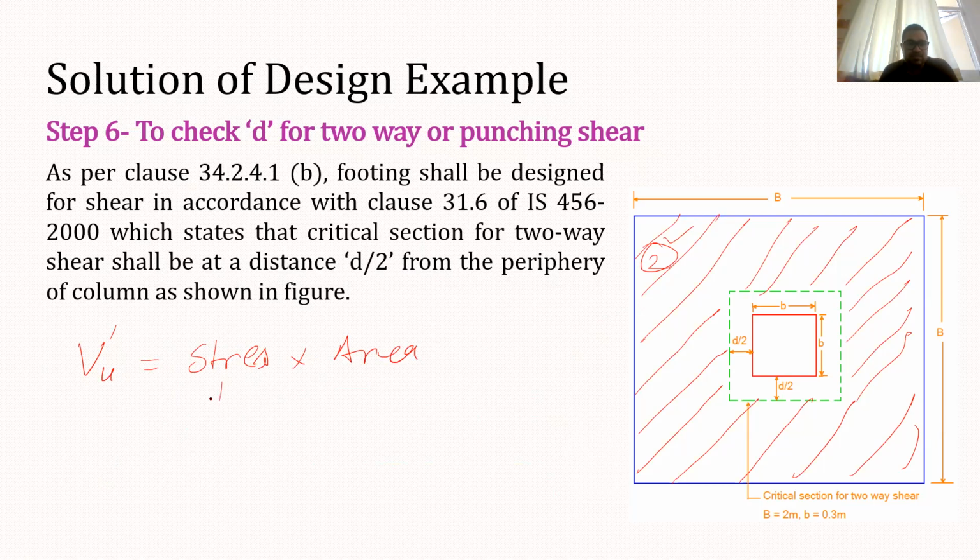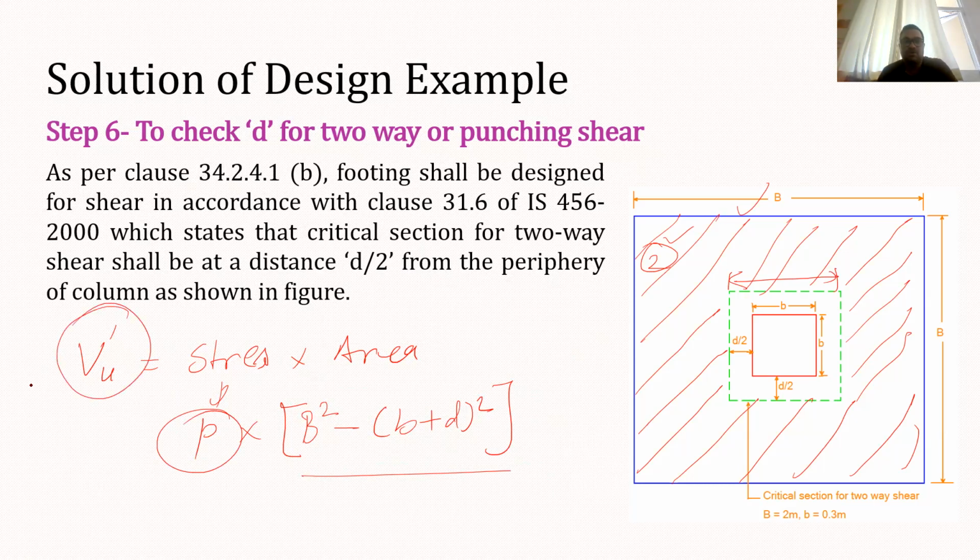So stress is basically the net upward pressure, and what is the area? We have to find the area of this hatched portion. So it will be the area of the total footing, which is B square, minus the area of this green square, which is (B plus D) whole square. That becomes our area, multiplied by pressure, and that gives us the punching shear force.